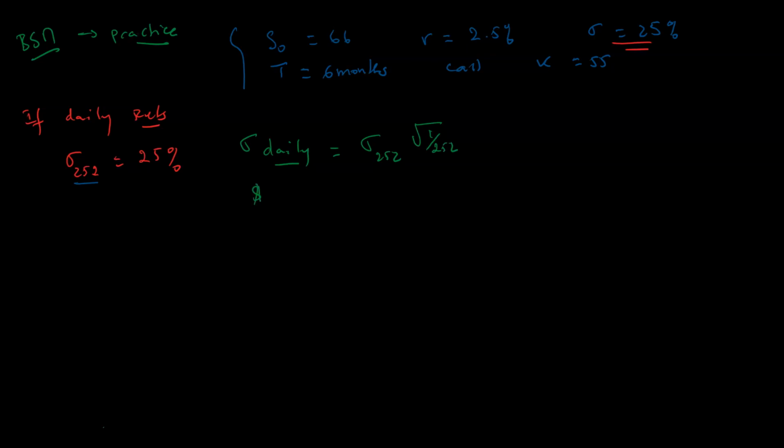Now the dollar volatility that corresponds to that will be equal to the stock price multiplied by the annual volatility, that is sigma 252, multiplied by the square root of 1 over 252. If we substitute the values here, we would have 66 multiplied by 25% multiplied by the square root of 1 over 252. That would give us the dollar volatility, the daily volatility in this case. Alright, let me pull up my financial calculator and do just that.